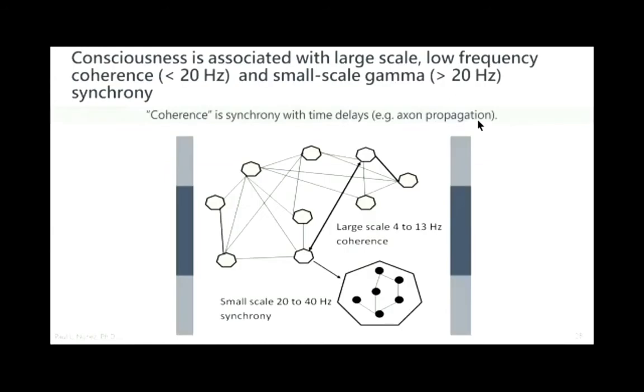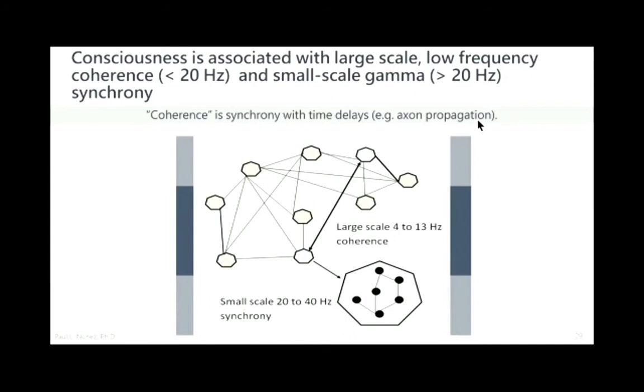Consciousness is associated with large-scale, low-frequency coherence, less than 20 hertz, and at the same time, small-scale gamma synchrony. Coherence and synchrony are not the same thing. Unfortunately, some neuroscientists make that error. Coherence is synchrony with time delays. Said another way, two signals are synchronous if their phases line up, whereas two signals are coherent if they have a phase difference, but the phase difference remains constant over time.